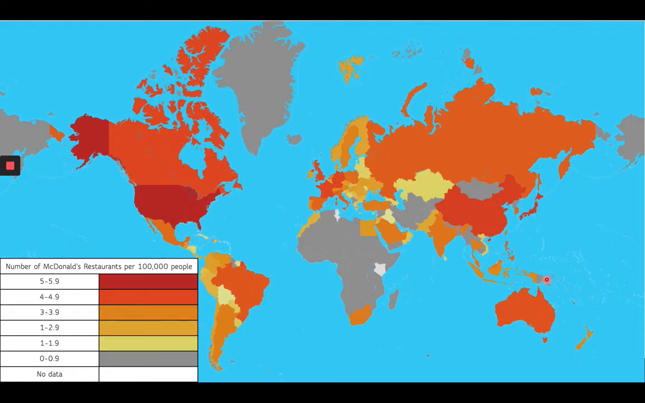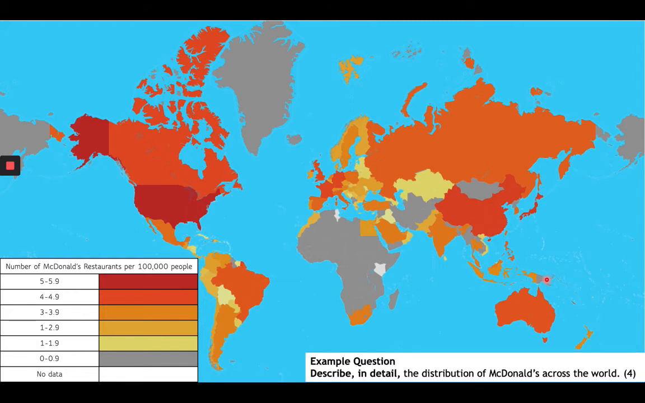Here's another wee fun one. This is the number of McDonald's restaurants per 100,000 people. You should be able to get 4 marks doing that. What could you tell me in the USA? It's 5 to 5.9 restaurants per 100,000 people. In Canada, it's 4 to 4.9 restaurants per 100,000 people. Okay, so it becomes really, really easy and straightforward.